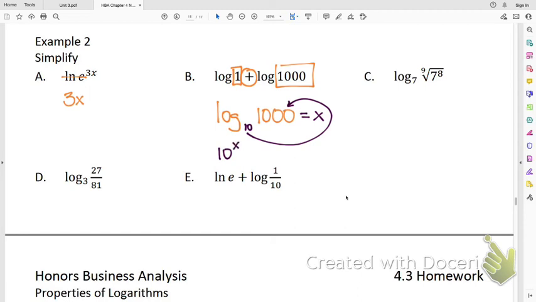10 to the x is equal to 1,000. Now this is a little bit bigger than the last one we talked about on the previous one. We said 10 squared gives me 100. 10 to what power gives me 1,000? 3. So the answer to this entire question is 3.